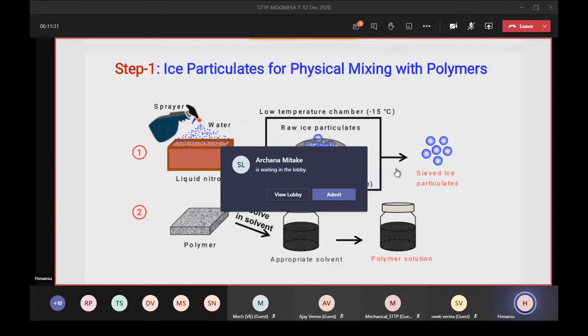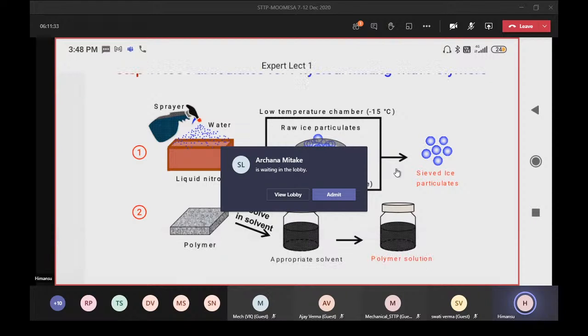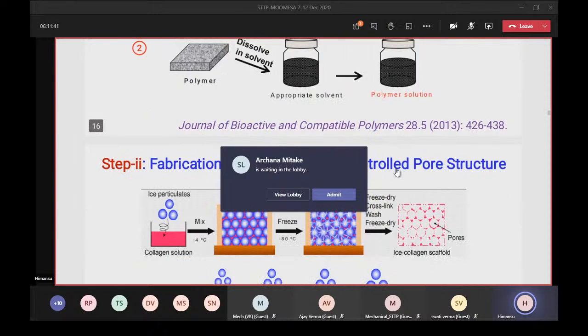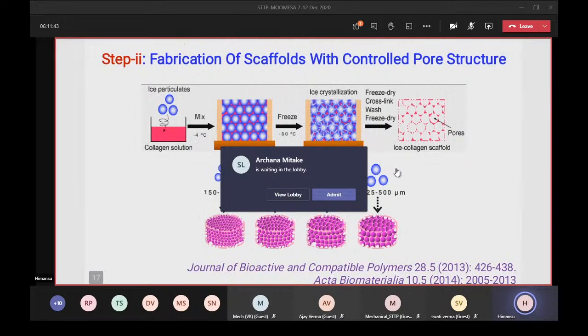Then we directly mix these ice particles in the polymer. So we have the solid polymer. We dissolve the polymer to create the polymer solution, and then we add this sieved ice particulate to the collagen solution. That means the polymer solution. And then we prepare a stack-like structure. This stack-like structure is totally frozen material, right? Because initially it is a liquid, and then this liquid is mixed with the ice particles to prepare a stacked frozen structure, and then we freeze it.